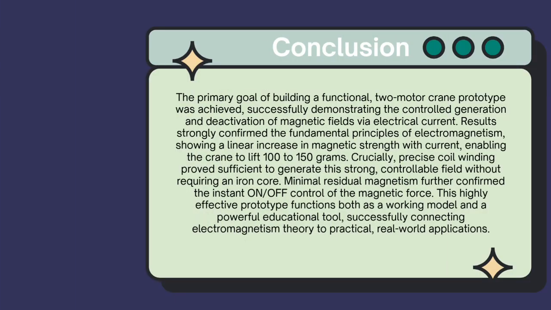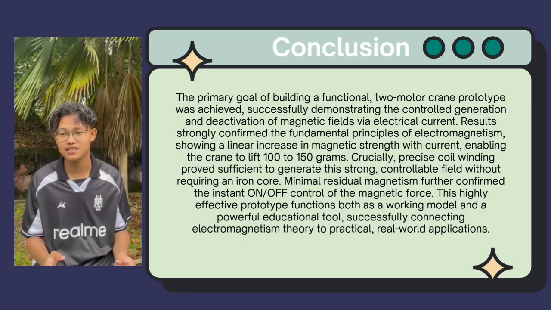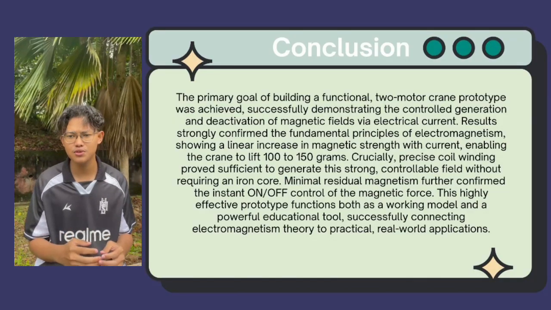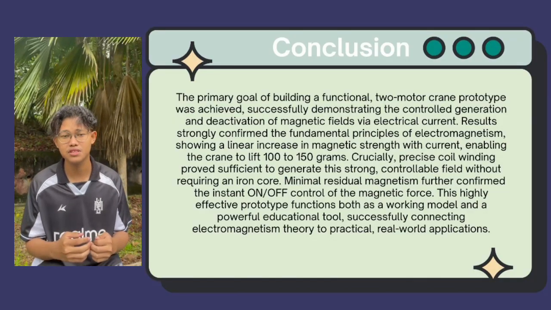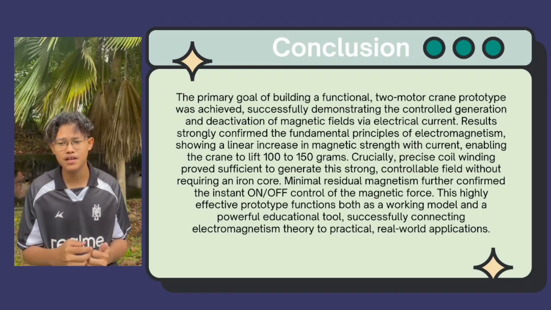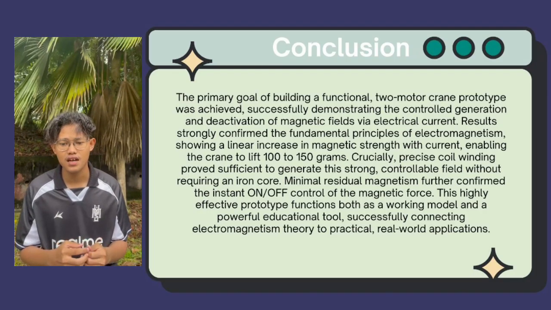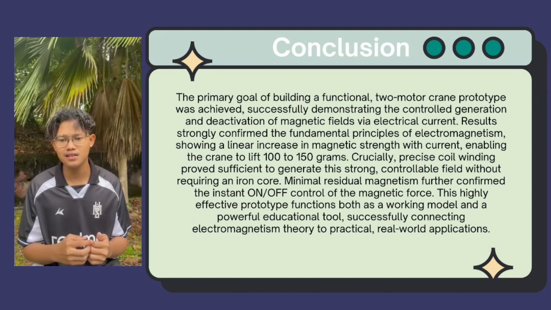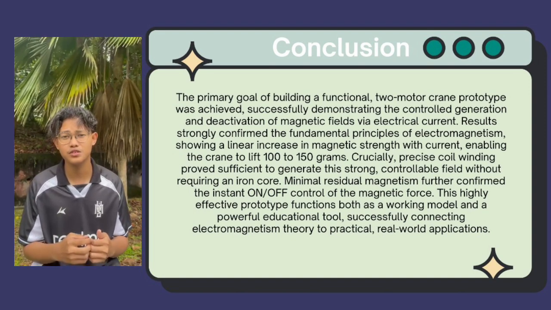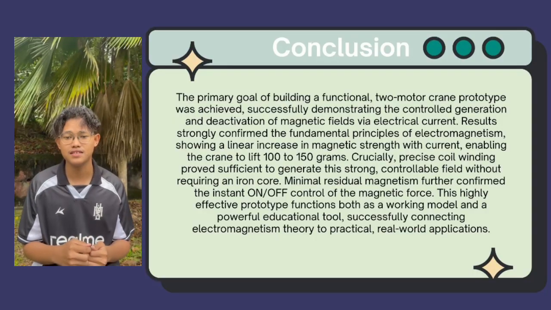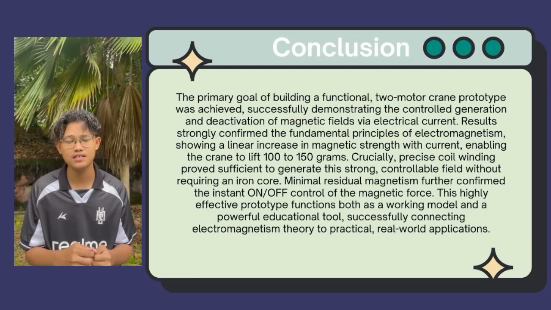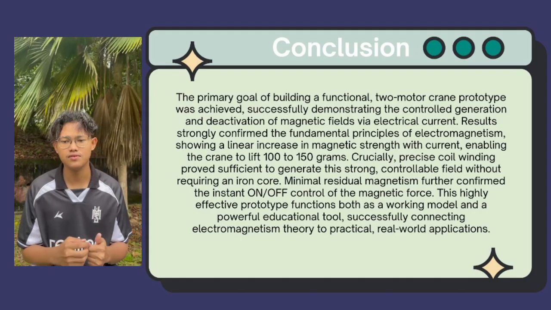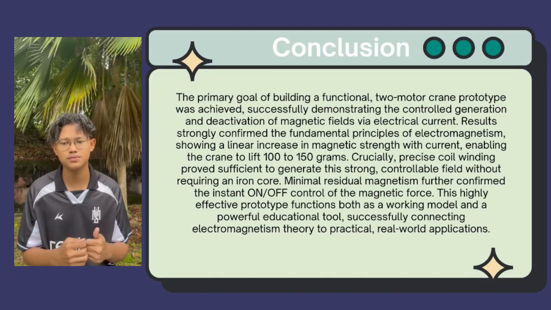In conclusion, this project successfully achieved its goal of creating a working two-motor crane prototype that demonstrates how a magnetic field can be generated and turned off simply by controlling the electrical current. Even with a plywood structure and a simple copper wire, the results clearly supported the basic principle of electromagnetism. We observed that as the electrical current increased, the magnetic field strength increased as well, allowing the crane to lift around 100 to 150 grams as expected.